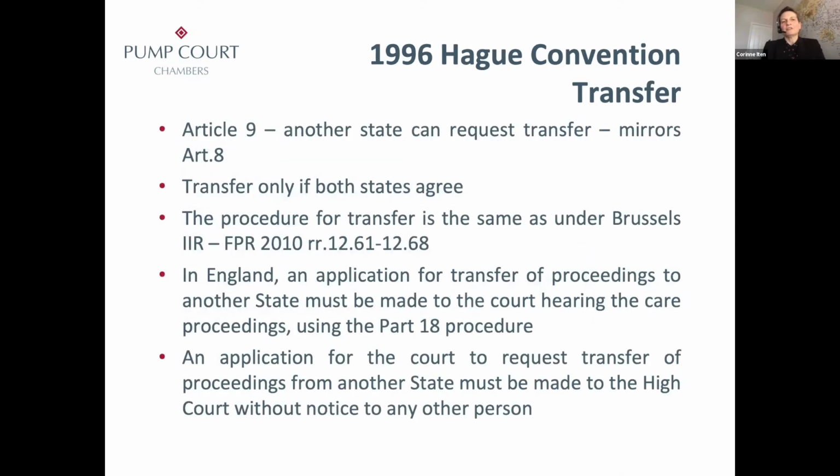We then have Article 9, which is the mirror image, as it were, of Article 8. So where Article 8 deals with, for the sake of argument, us sending cases to another jurisdiction, this allows another jurisdiction to ask us to accept cases. Again, it's only if both states agree and the procedure is much the same. And indeed, it's the same as it is under Brussels II revised. It's FPR 2010 rules 12.61 to 12.68.